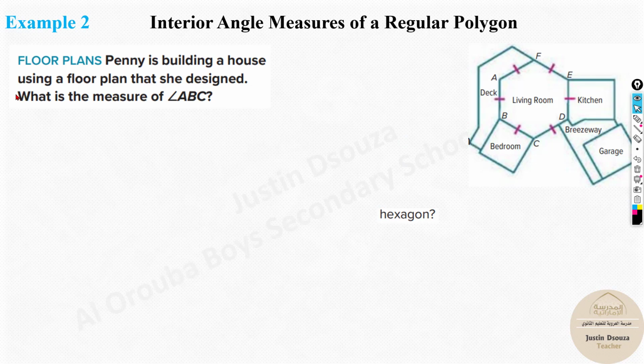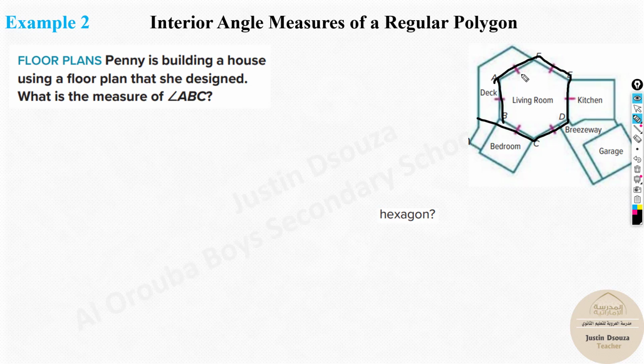Penny is building a house using a floor plan that she designed. What is the measure of ABC? So this ABC is over here. It's a part of a hexagon. Can you see this hexagon? Six sides means hexagon, five sides is pentagon, seven is heptagon, and so on. Octagon would be eight sides, and we will see some others.